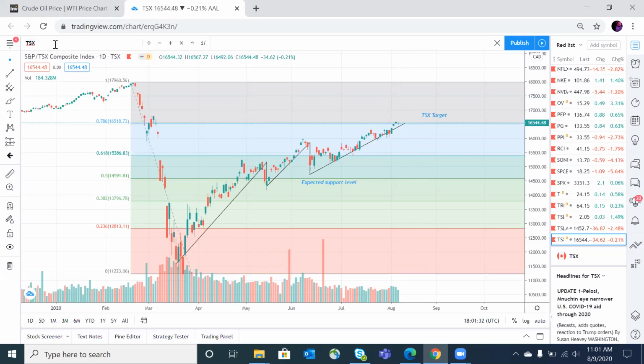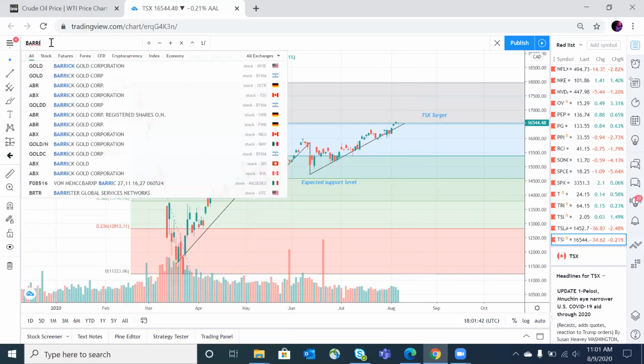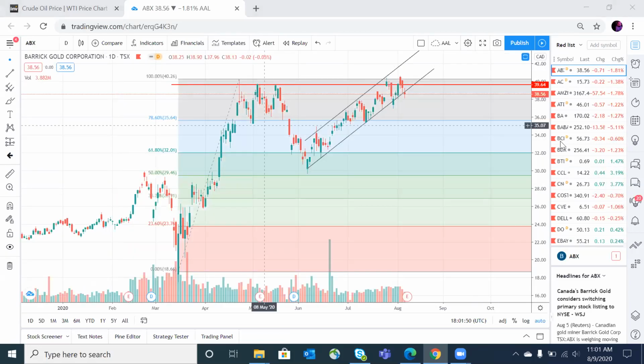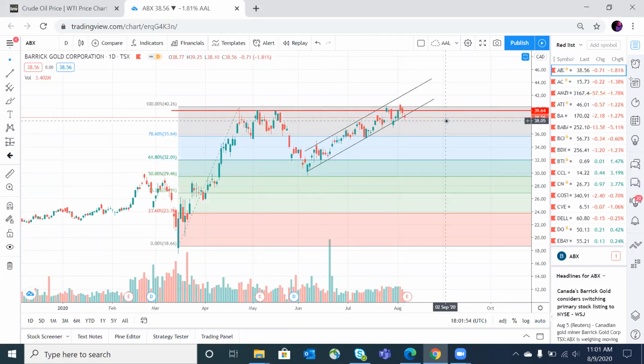Stock number 1, Aditya, Vivek, Kamal. You want to try with Barrick Gold? I think results are out tomorrow. Barrick Gold. Yeah, I hope the gold results are profitable. It's ABX, out tomorrow. So ABX, we have been discussing this, and this was our resistance level before.